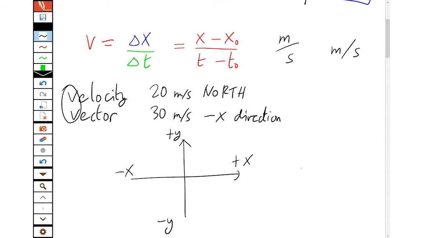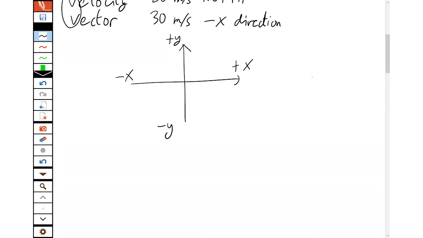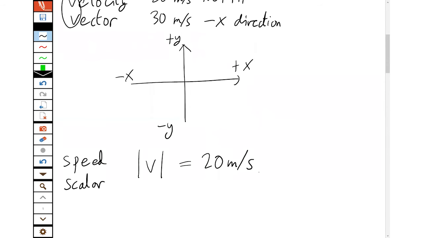So just as velocity is the vector, speed is the scalar. So it's just the size of the velocity. So it doesn't care about direction. So it can be 20 meters per second. So if you're going at a speed, it doesn't matter if you're going up, down, left, or right, or anything like that.